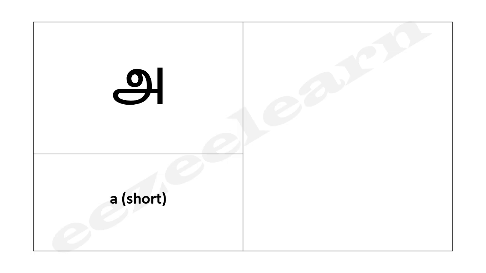So the first letter is A. So you start from here, take a curve, then a horizontal straight line and then a vertical straight line. So this is how you write the letter A. The next letter we are going to write is A.